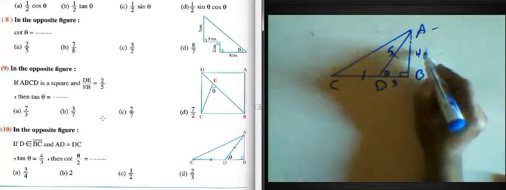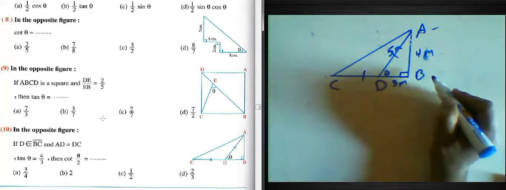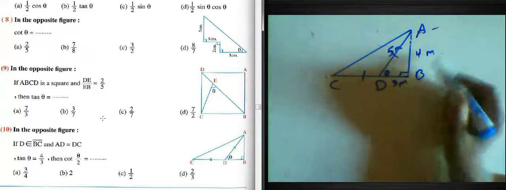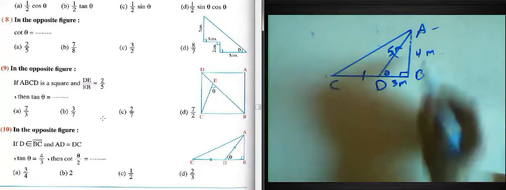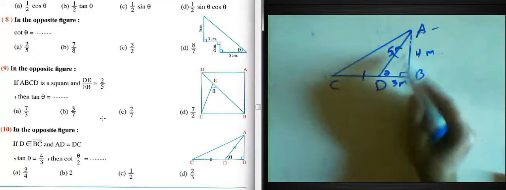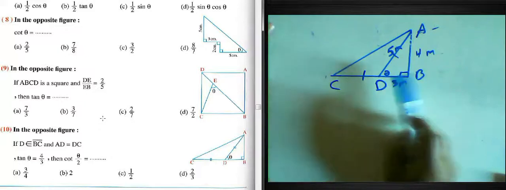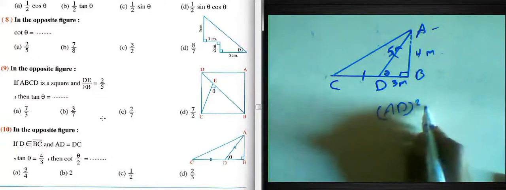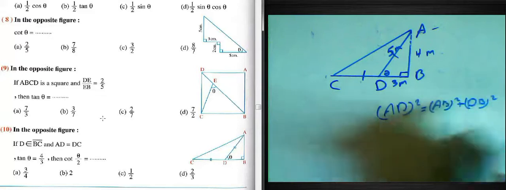We will write M here, because it's the relation between AB and BD and we don't know whether it is 4 centimeters or 4 meters. M refers to a constant, because tan theta equals 4 over 3 and AD will be 5 m. By Pythagoras, we will find this length AD. AD power 2 equals AB power 2 plus DB power 2, and you know it.